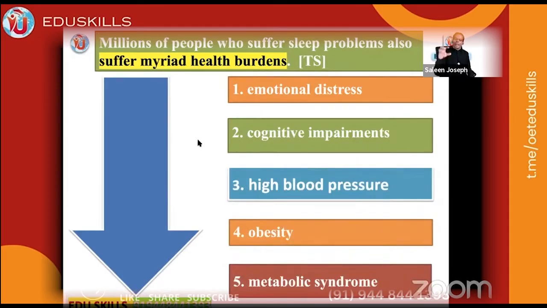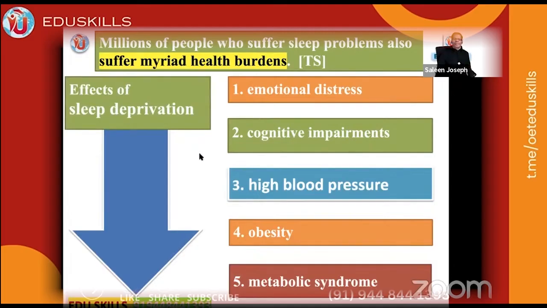Means these are all impacts, the effects of sleep deprivation. And the question is about effect, impact. The answer option is about impact. Effects of sleep deprivation: 1, 2, 3, 4, 5.